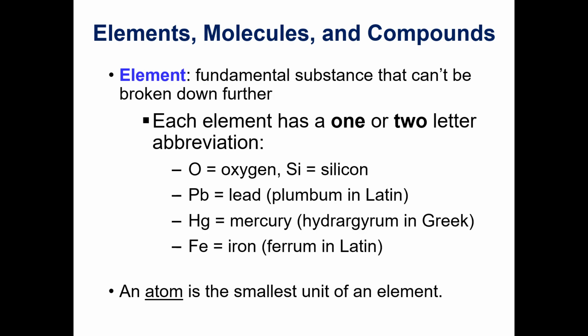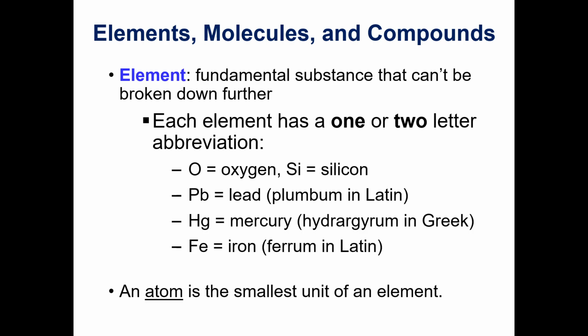So, of course, the study of chemistry would not be complete without talking about the periodic table. In fact, a lot of what we do revolves around the periodic table. So what you see on the periodic table is a large number of elements. So elements are fundamental substances that cannot be broken down any further. So they're a fundamental unit of looking at matter.